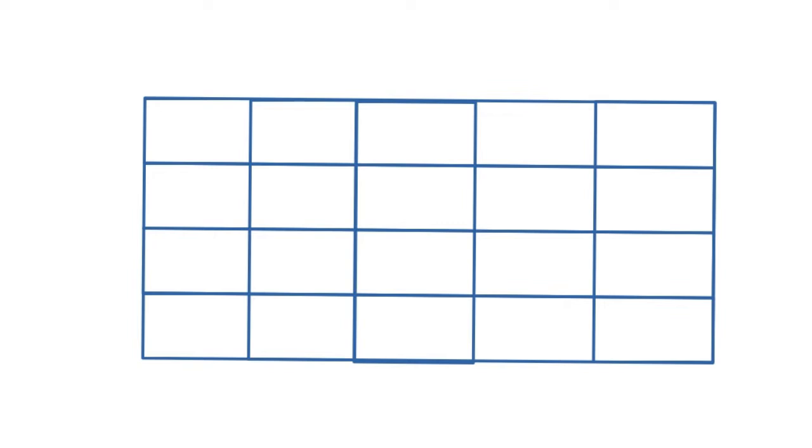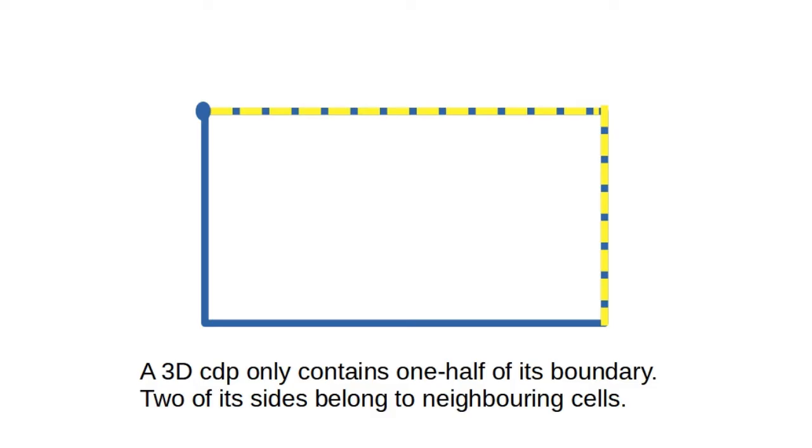A 3D grid is a rectangle which contains smaller rectangles. The smaller rectangles are called cells or CDPs. A 3D grid always contains a whole number of cells in both directions, no fractional cells. The cell width in one direction is usually different than the cell width in the other direction. Each cell only contains one half of its boundary. Two of each cell's sides belong to adjacent cells.